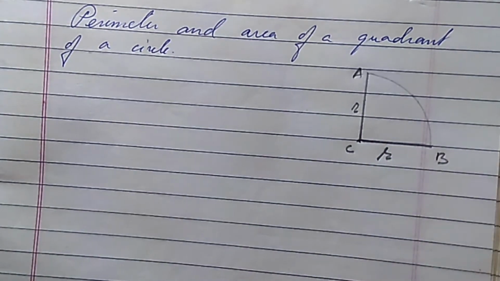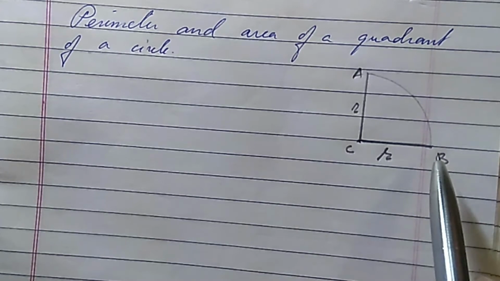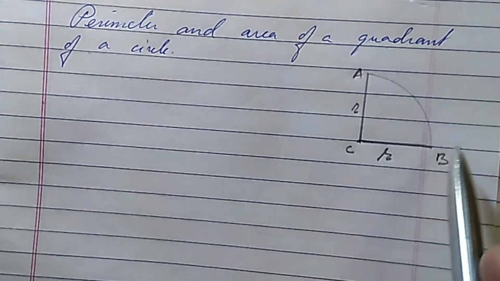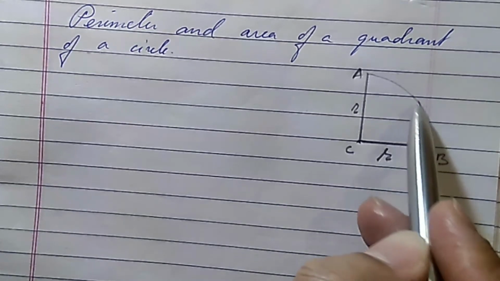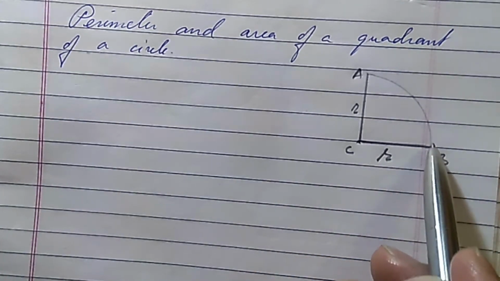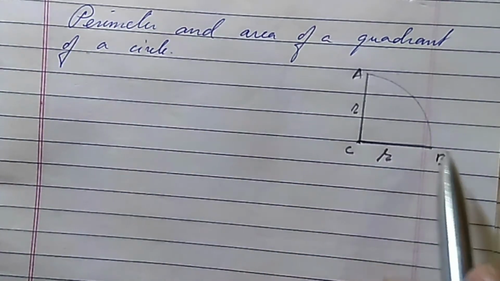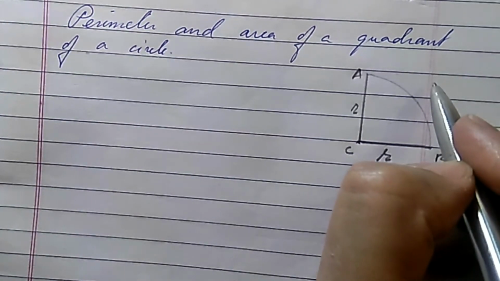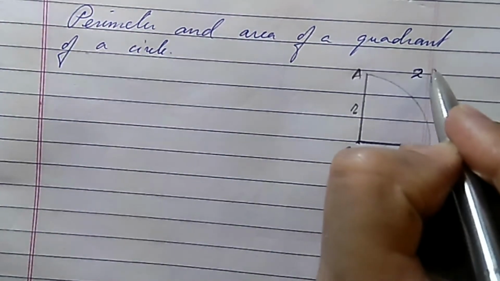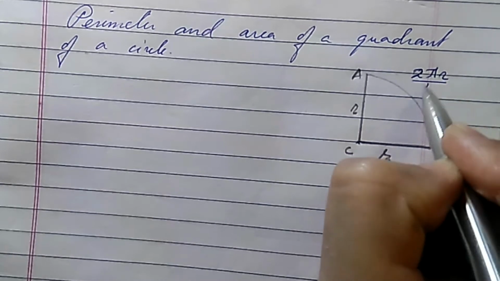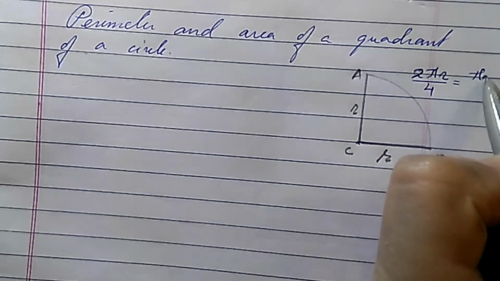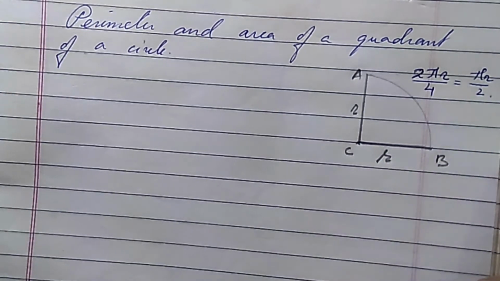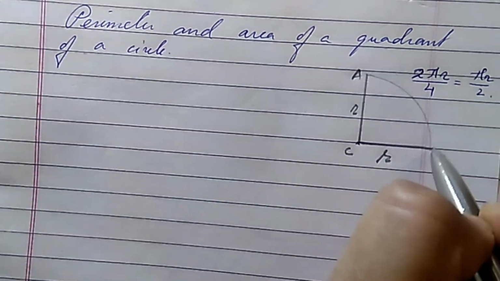First I need to find out the perimeter of this quadrant. Now to find this, first I need to find out this curve length. The curve length is 1/4 of the circumference of a circle. So we can write it like this, which is equal to pi r divided by 2. So that is the curve length.